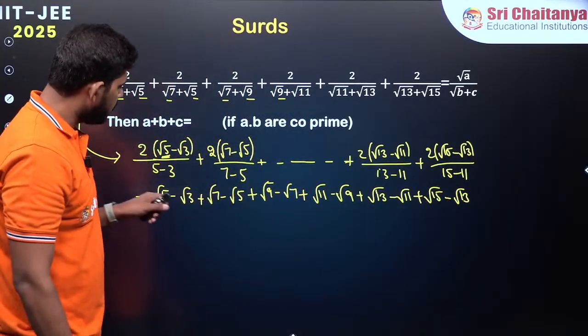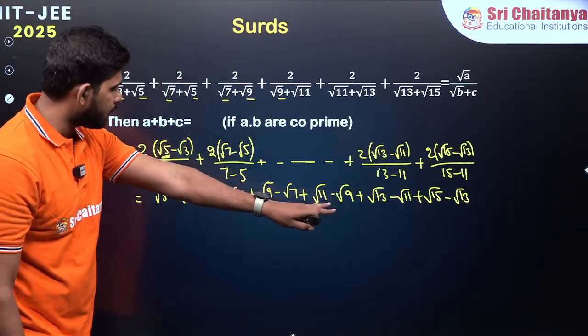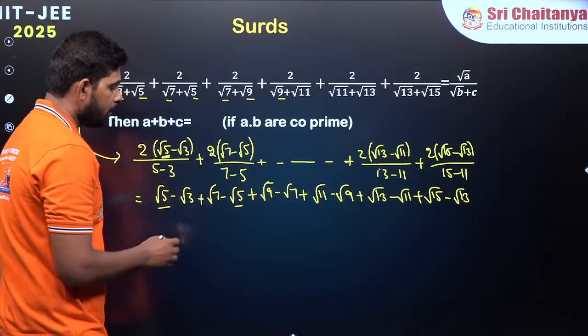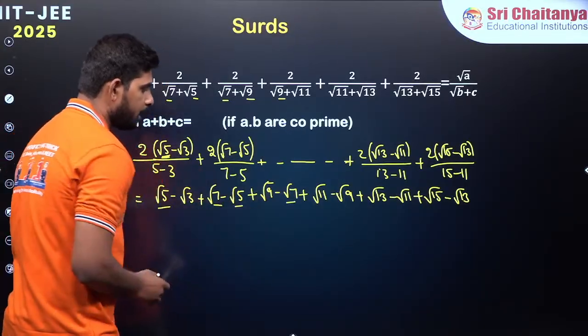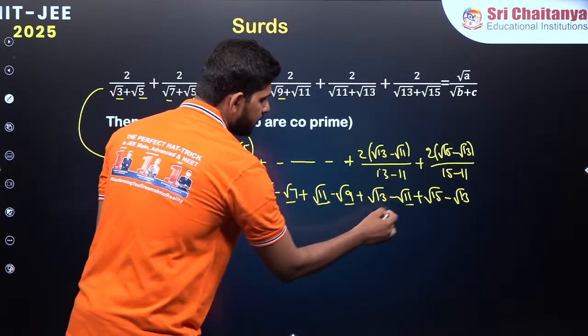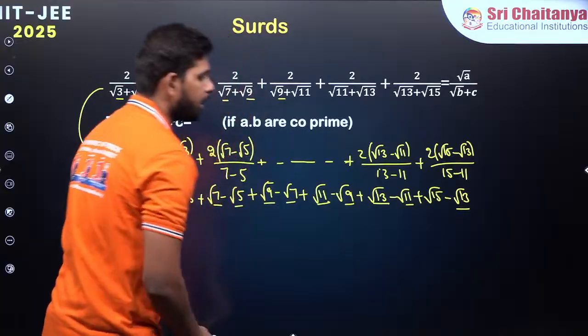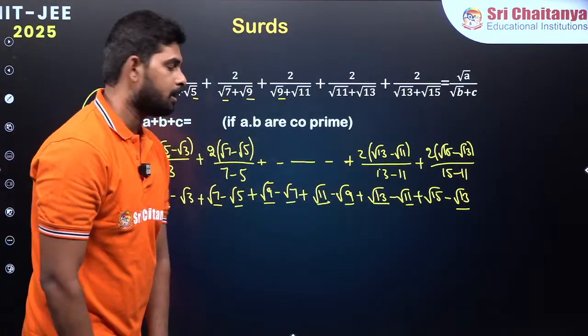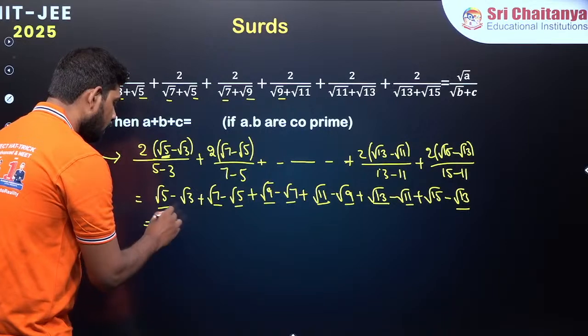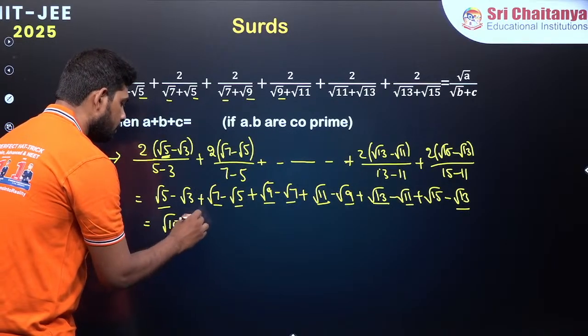Now you can see some of these terms are getting cancelled. Let us see which ones. Root 5 and root 7 are getting cancelled. Root 9 here is getting cancelled. Root 11 is also getting cancelled. Root 13 is also getting cancelled. Here plus is there, there minus is there, so all these are getting cancelled. We are left with root 15 minus root 3.